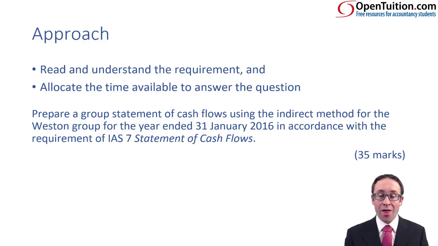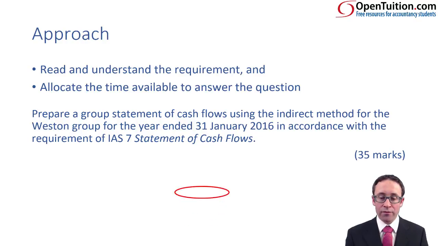Then the actual requirement itself, it says prepare a group statement of cash flow using the indirect method for the Weston Group for the year end 31st of January 2016 in accordance with the requirements of IAS 7 statement of cash flow. So given that you've got a January year end, I presume that this would have been the March 16 question, as January is nearer to March than it is to June, isn't it?